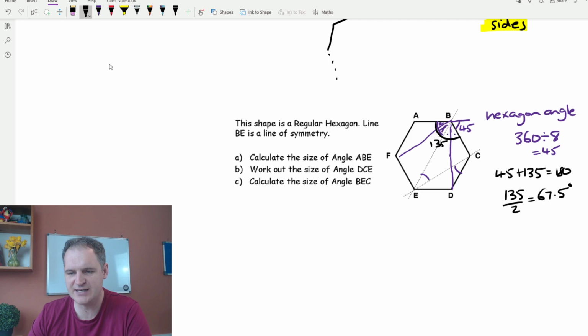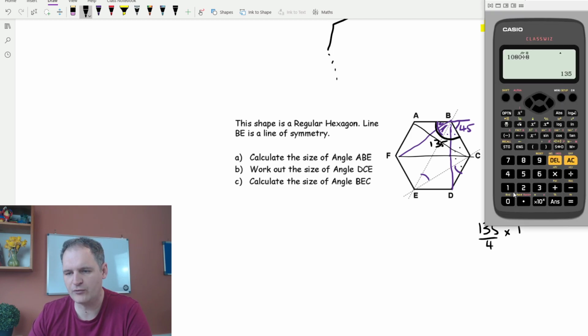That is how we work out that one. DCE can be worked out in exactly the same way. DCE, we got this bit. We know that we only need 1, 2, 3, 4. So if we divide that 135 into 4, we can then times that by 1, because we only want one of them, and times by 1 does nothing. So 135 divided by 4 is 33.75.